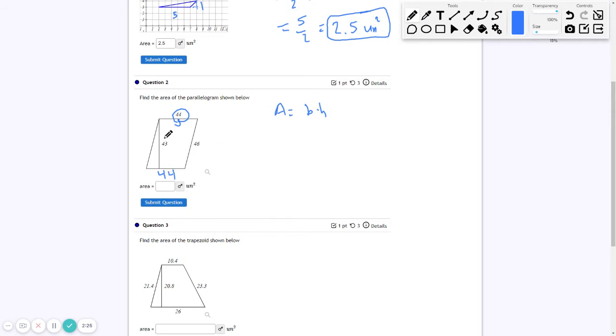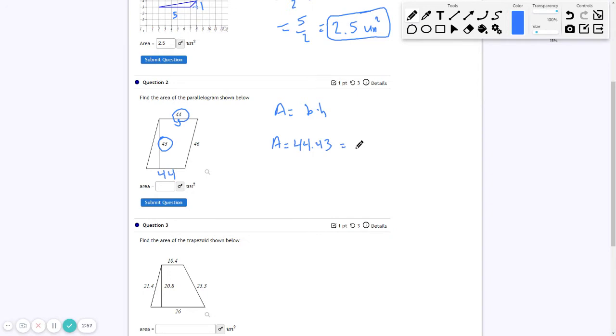And our height here is not 46, it's 43. 46 is a slant here. It's a slanted side. It's not the height. You have to make sure, like I mentioned for the triangle, that it goes straight up and down. Straight up and down vertical line. So if we go ahead and plug this in, area is equal to 43 times 44. I flipped the area and the base here. I'll make it consistent. So area is equal to 44 times 43.